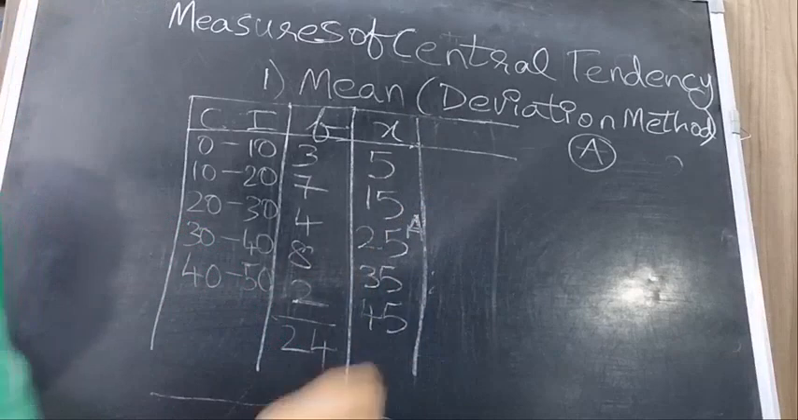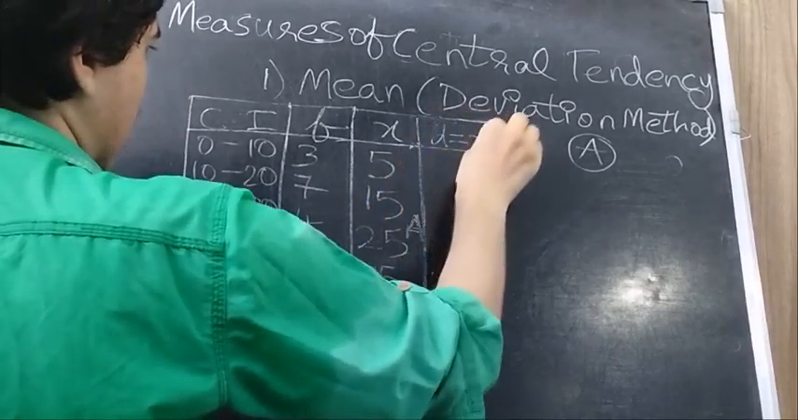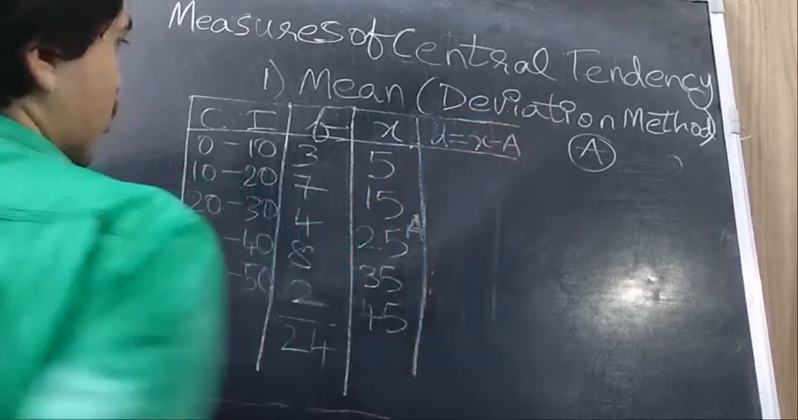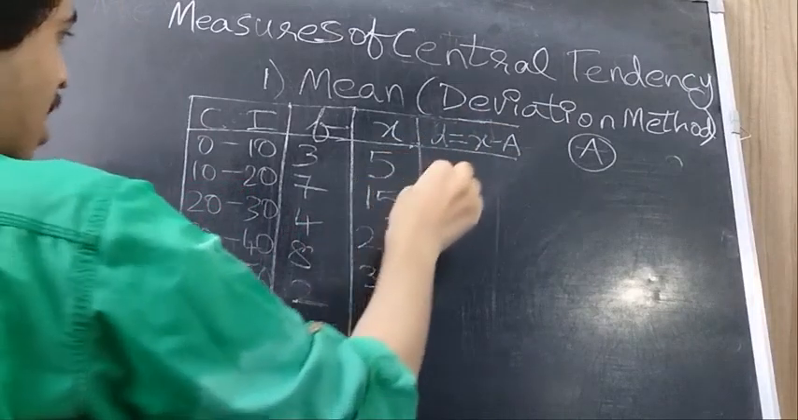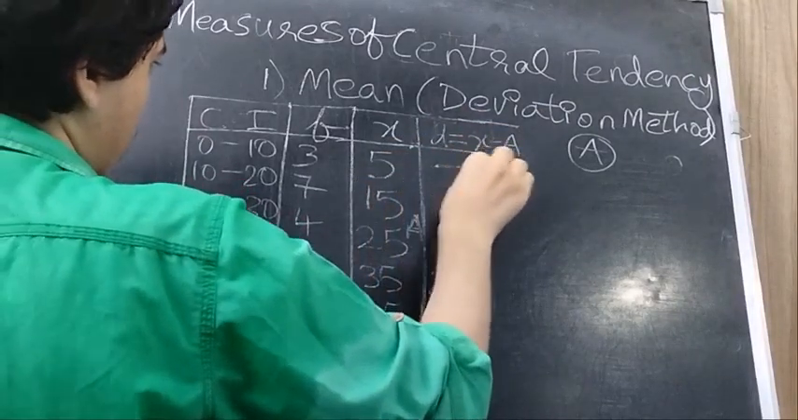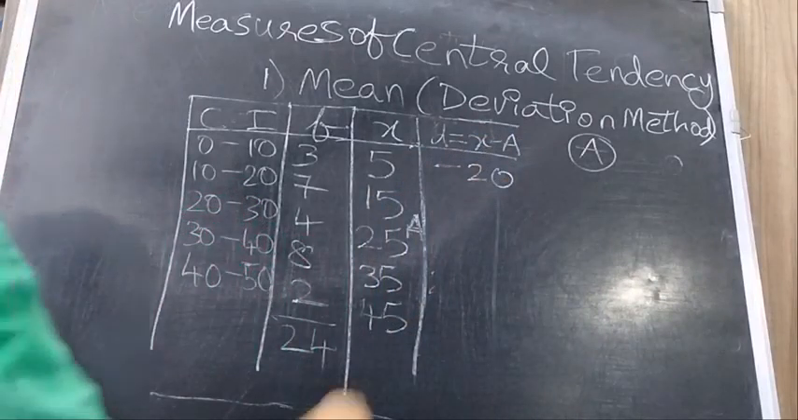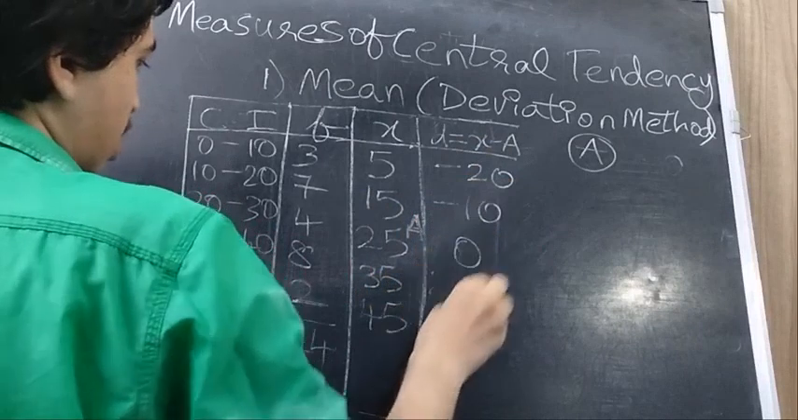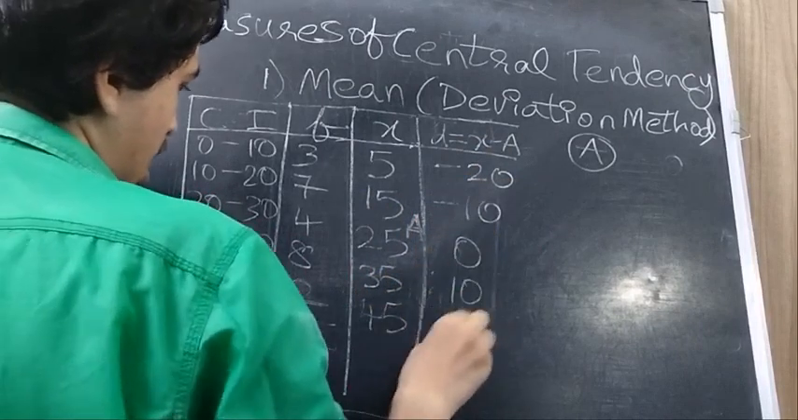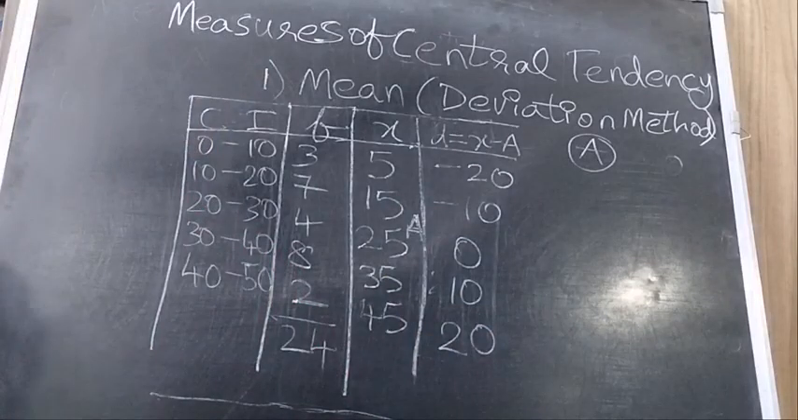Now you have to find the d value. d is x minus a. What is d? x minus a. Now 5 minus 25 is minus 20, and 15 minus 25 is minus 10, and 25 minus 25 is 0. This one is 10 and this one is 20. What have we done? We have found the d values.